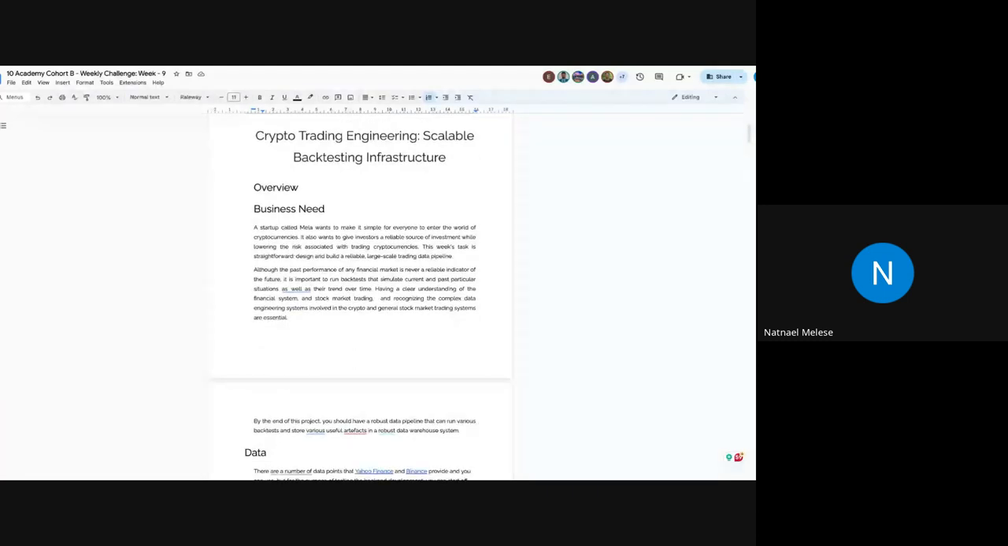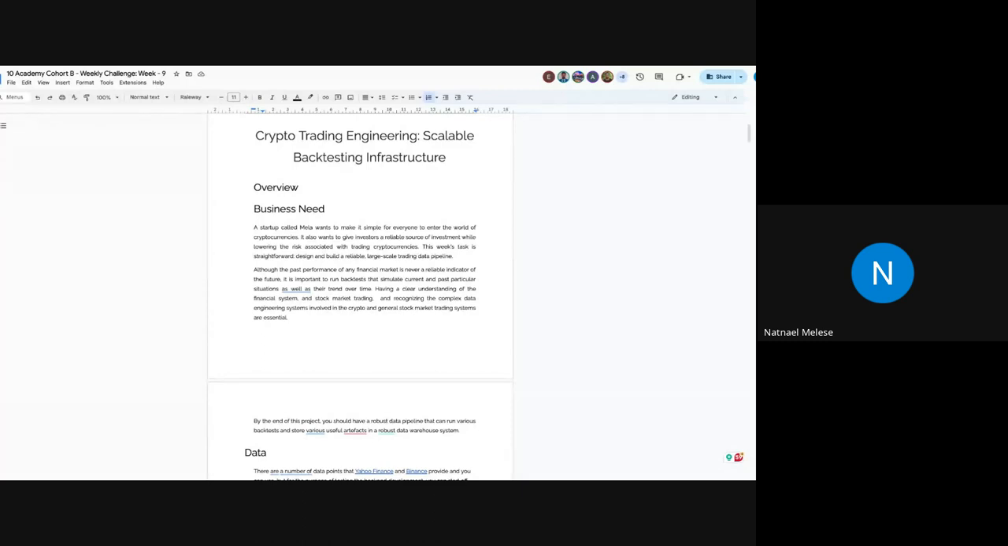As we all know, the past performance of any financial market is never a reliable indicator. For example, a few days ago Bitcoin dropped to 64,000 and now it's up to 66,000. You can't have a good reason to decide whether the price of Bitcoin will go up or down, so it's never a reliable indicator. So it's important to run backtests that simulate current and past situations as well as their trend over time. Based on historical data, we will understand how it was, and based on the current one, how it got here.